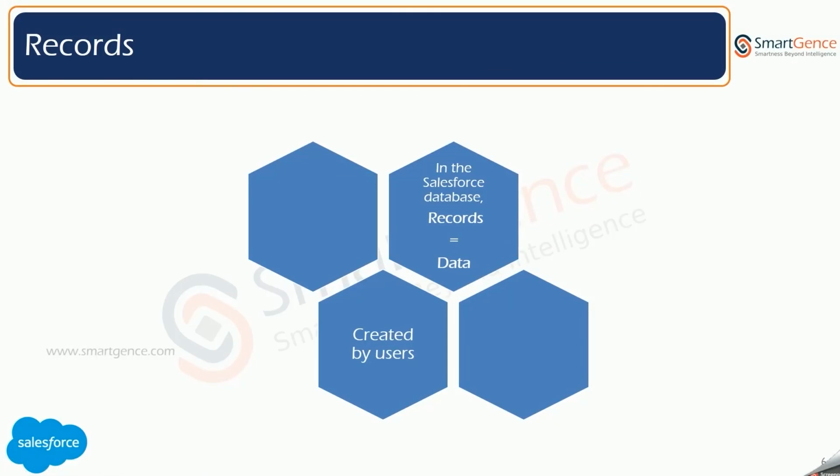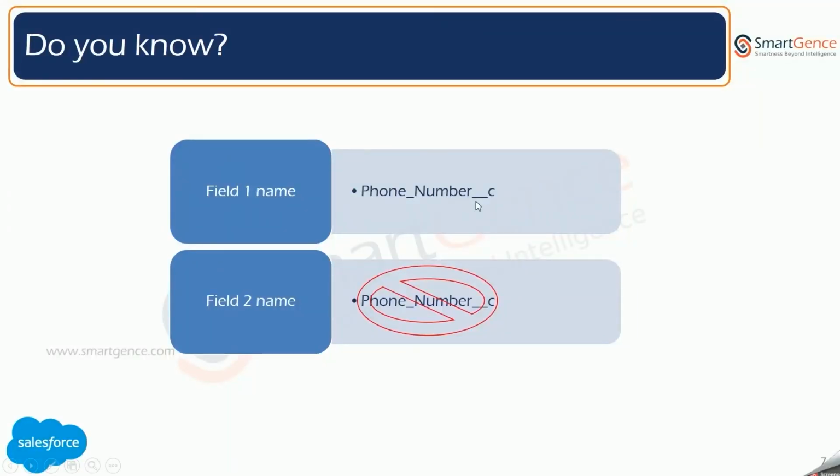Finally, records. As we discussed in the very first slide, the data of the Salesforce database is called records. These records are created by the users. As you saw in the first slide, there is data like the name of the customer, the phone number of the customer, the gender of the customer, right? Those are provided by the users, which we call records. So this is the basic idea of what are fields, objects and records. Let's end this video with a quick fact.